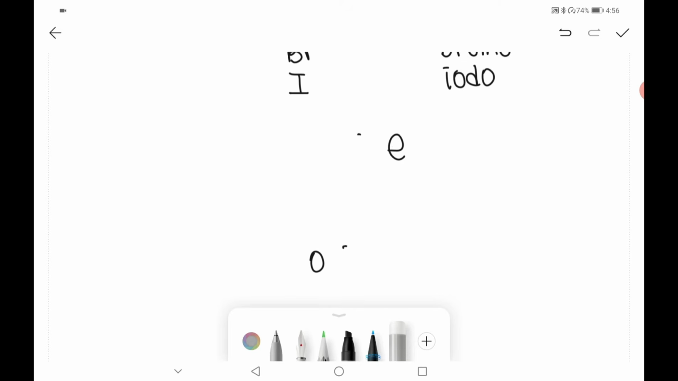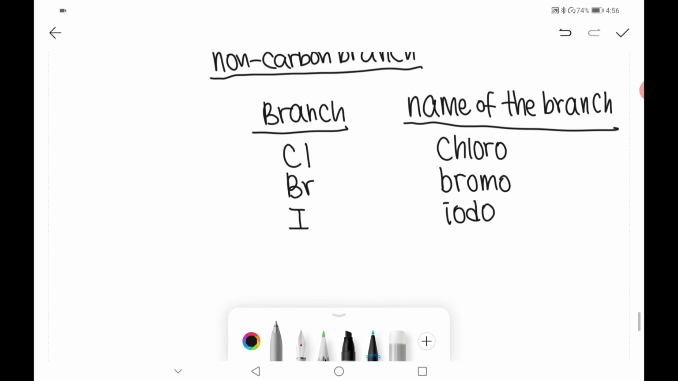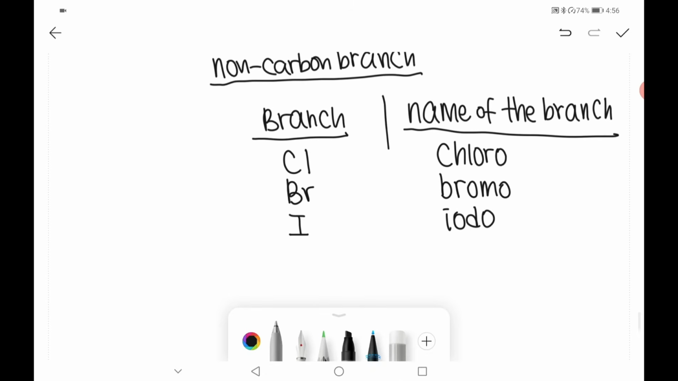Yeah, so if the branch is chlorine, you call it chloro. If your branch is bromine, you call it bromo. If the branch is iodine, then you will call it iodo.